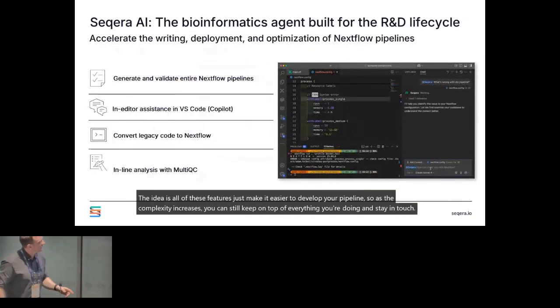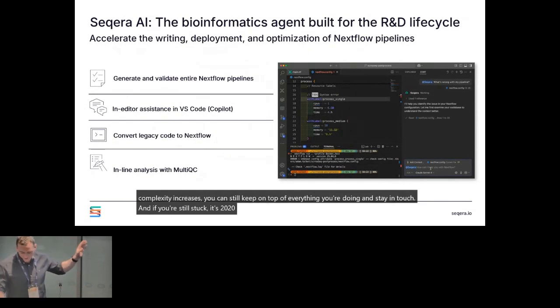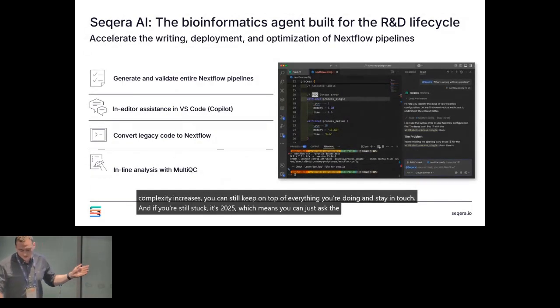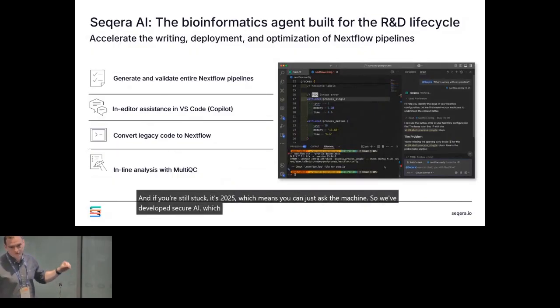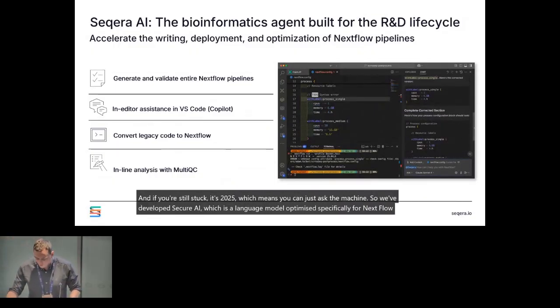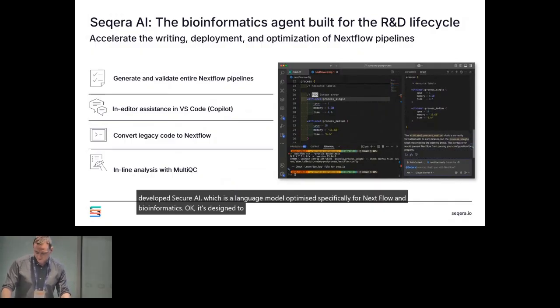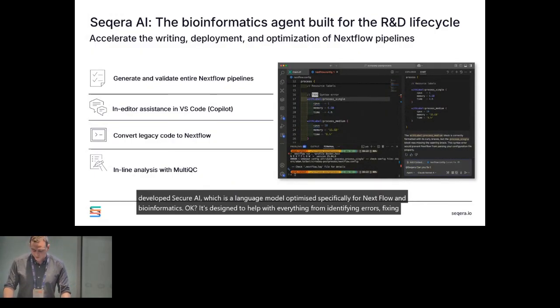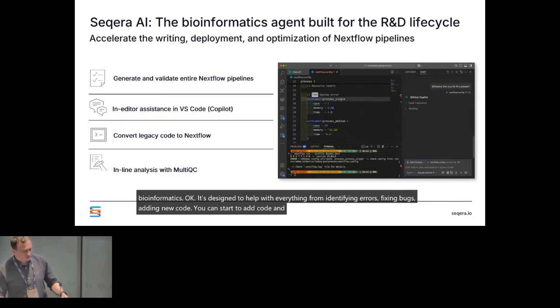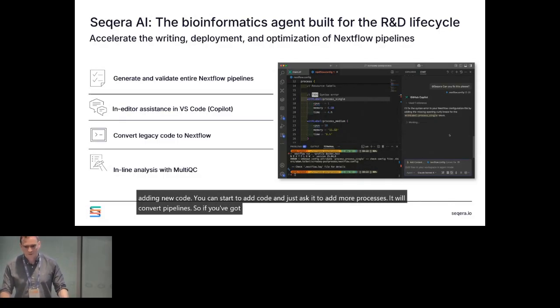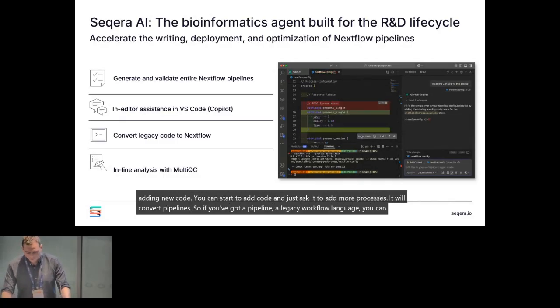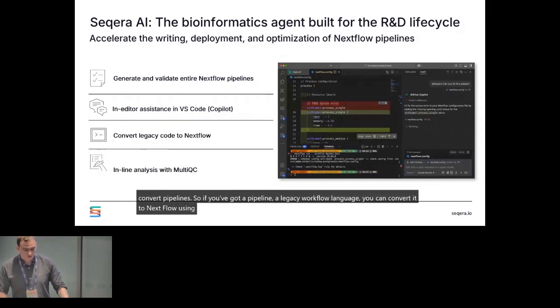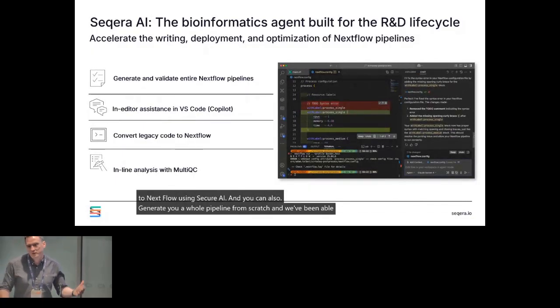And if you're still stuck, it's 2025, which means you can just ask the machine. So we've developed Seqera AI, which is a language model optimized specifically for Nextflow and bioinformatics. It's designed to help with everything from identifying errors, fixing bugs, to adding new code. You can just ask it to add more processes. It will convert pipelines, so if you've got a pipeline in a legacy workflow language, you can convert it to Nextflow using Seqera AI. And you can also just ask it to generate a whole pipeline from scratch. We've been able to generate fairly complex pipelines using this.